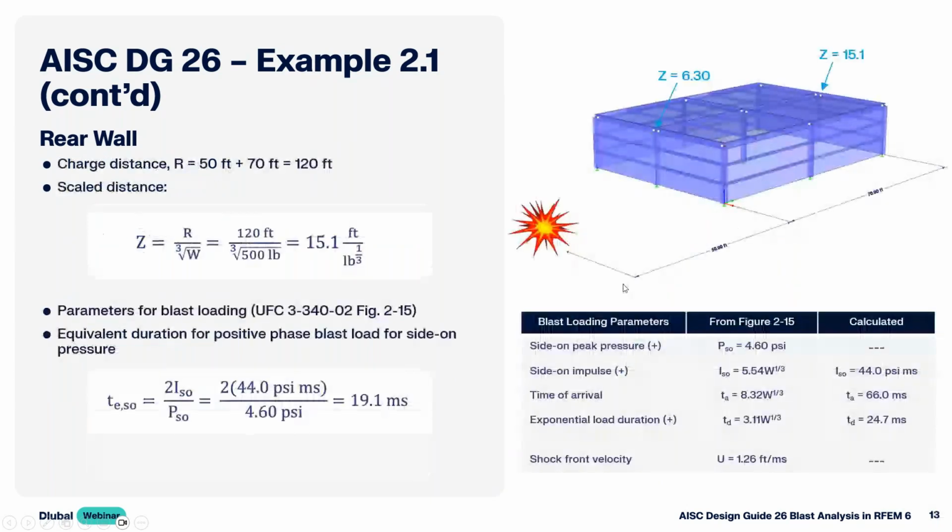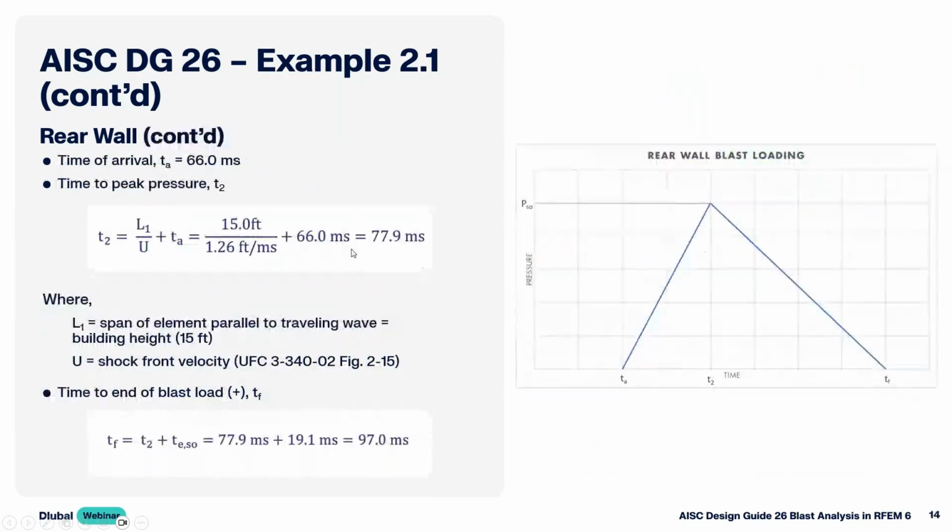And that was just given directly from figure 2-15, as you see here on the previous slide. Well, we are now looking to solve for T sub 2 here, which is the time to the peak pressure. And we account for this given in Design Guide 26 by taking the time of arrival, and we will add L1 over U, where L1 is the span of the element parallel to the traveling wave. And in our case, this is the building height of 15 feet.